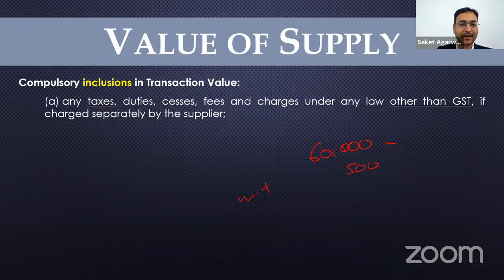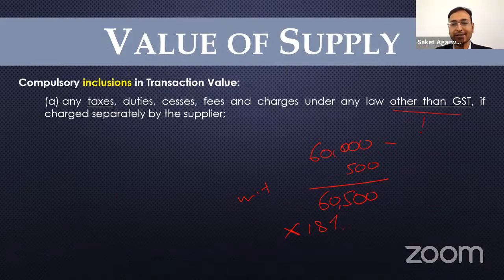Here they are saying the taxes under any law other than GST, it is the compulsory inclusion. That means you have to include 500 rupees before multiplying with 18%. Your GST will be calculated on 60,500 rupees after including the municipal taxes. Why is it included? Because it is a tax other than GST. If there is any tax other than GST, that has to be compulsorily included.